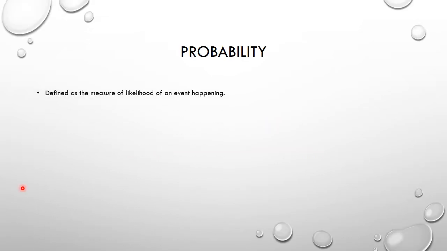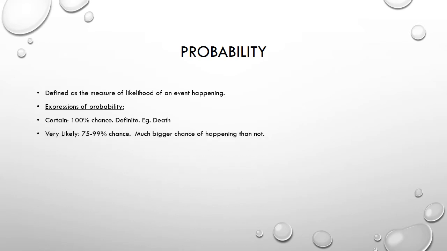Probability. So what is probability? It's defined as a measure of likelihood of an event happening. Expressions of probability, we've got a couple of them. Certain means it's 100%, it's definite, it's gonna happen. Death would be an example of that.